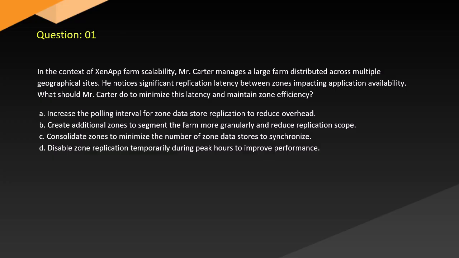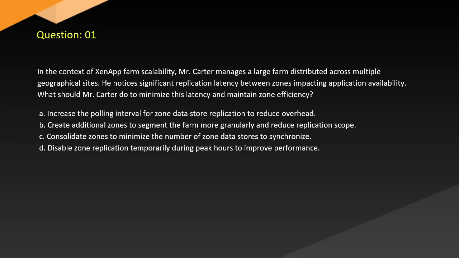Question 1. In the context of XenApp farm scalability, Istacata manages a large farm distributed across multiple geographical sites. He notices significant replication latency between zones impacting application availability. What should Istacata do to minimize this latency and maintain zone efficiency?